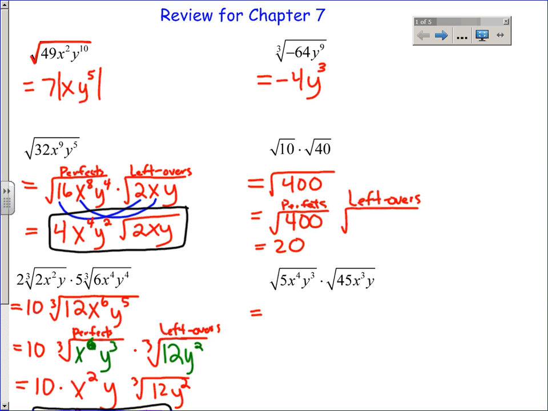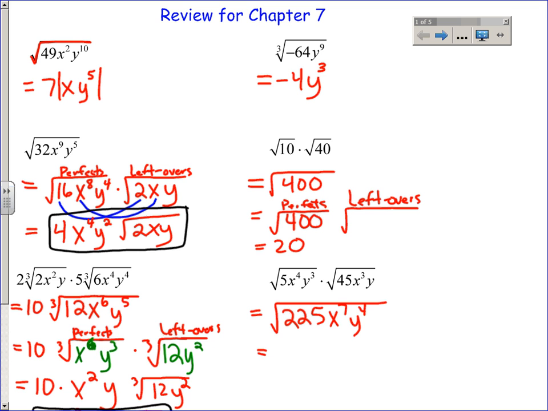Okay, next example. These are again being multiplied. They're under a radical, so they can get multiplied together under one radical, just combined together. So just deal with the things that are alike. Your number times your number, so 5 times 45, which is 225. Then do your exponents. Your x's first, so we have x to the 4th and x cubed, which is x to the 7th. We add exponents. y cubed times y is y to the 4th.